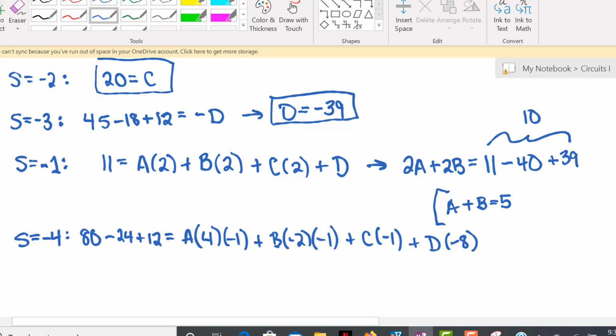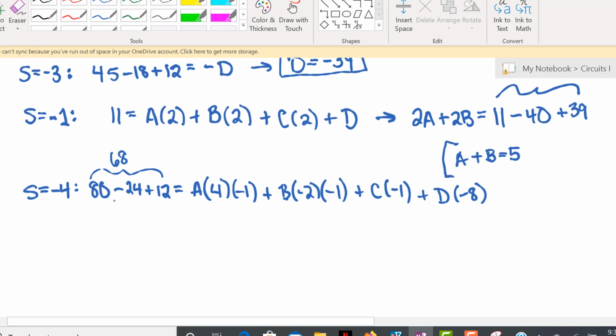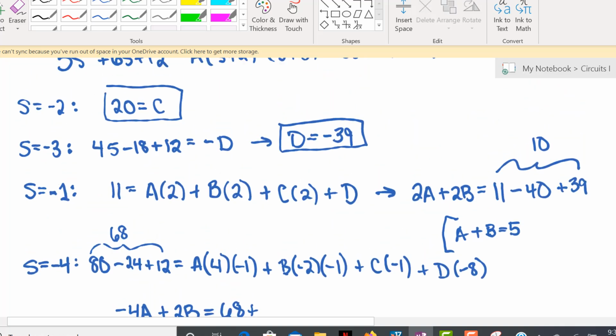Okay, so 80 plus 12 is, actually, let me do it this way. -24 plus 12 is -12 plus 80, so that would be 68. Okay, so I want to isolate the a and b. So I'd have -4a plus 2b equals 68. So here I'd have minus c, so I'd add it to both sides. So plus c, which is 20.